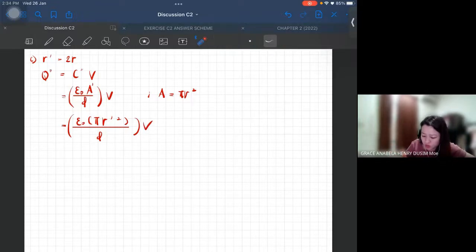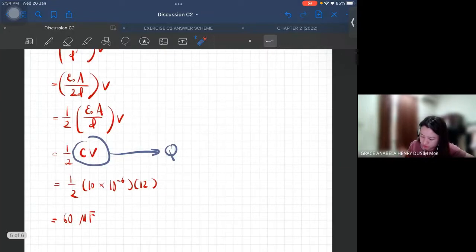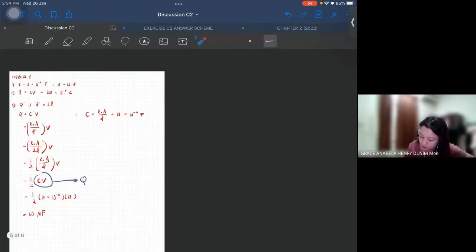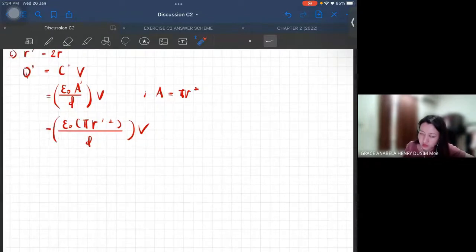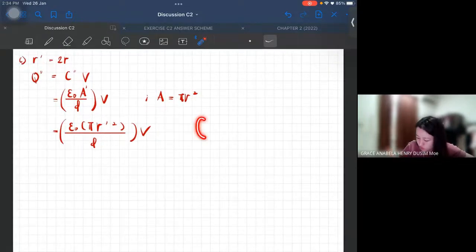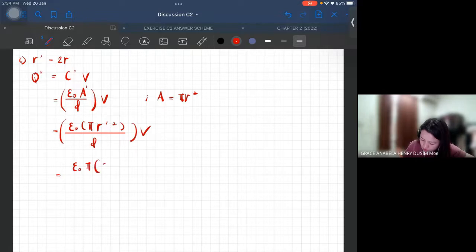Why I put the apostrophe is just so it's not confused with the previous questions. You can leave it out and just write Q equal to CV, just make sure there is no mistake in the calculation. So E naught pi, we substitute 2r squared here, over d times V.